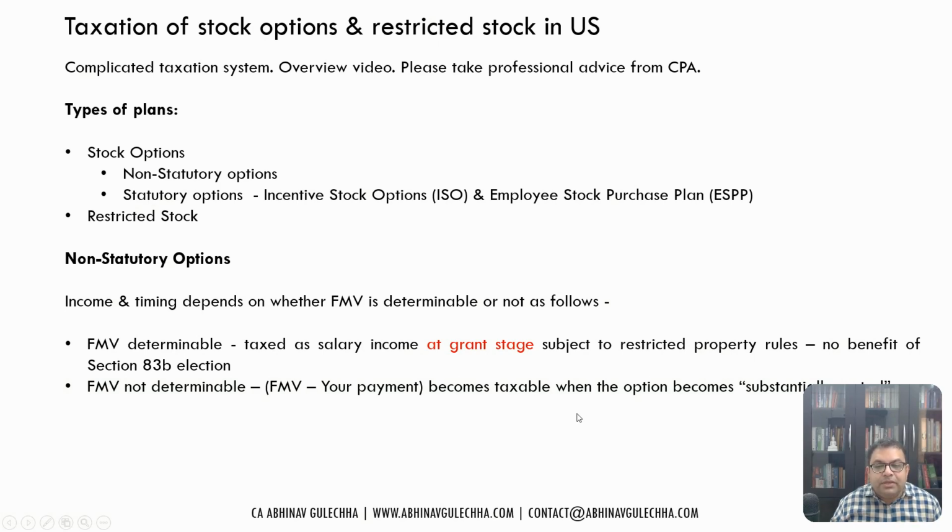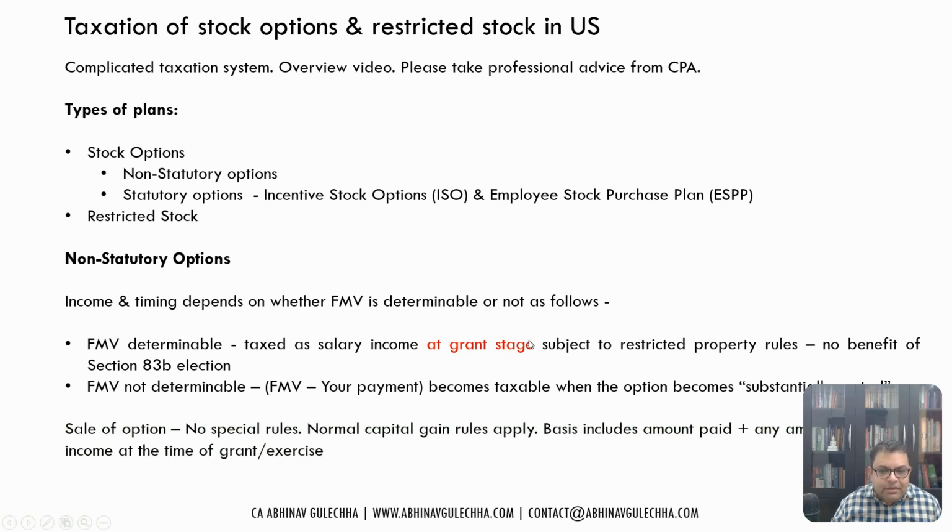Then talking about a situation where the FMV is not determinable. If the FMV is not determinable, the FMV minus whatever you have paid for that option becomes taxable when the option becomes substantially vested. Now, by the time the option becomes substantially vested, generally the fair market value can be determined, because generally there are requirements that you need to get a 409A valuation done in case of unlisted stocks. So by that time, when the option becomes vested, FMV becomes determinable, and at that time FMV minus whatever you have paid for that option becomes taxable as salary income, right?